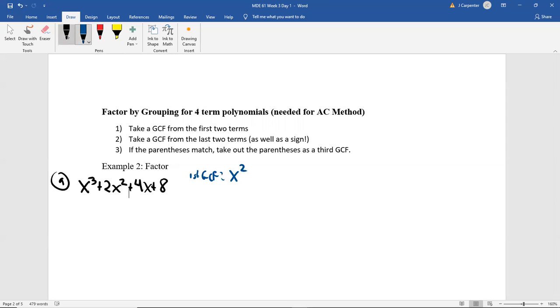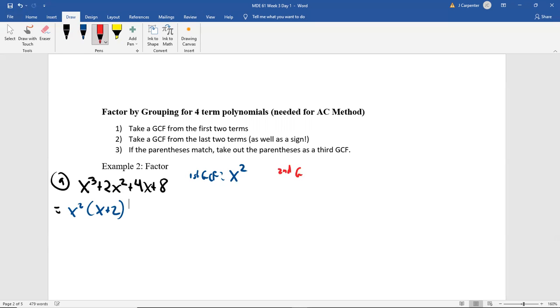All right, so here's what we do. We write the GCF, we open up parentheses. Oops, that was supposed to be in blue. And then we divide each term by the GCF. X cubed divided by x squared is x. Positive 2x squared divided by x squared is a plus 2. See, I'm only taking it from the first two, which is why I've gone ahead and closed the parentheses.